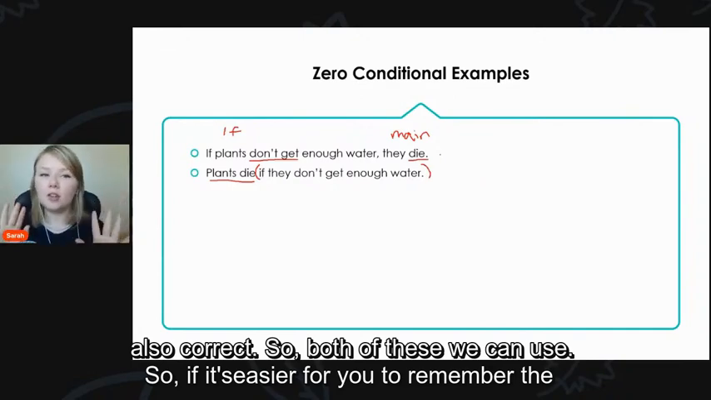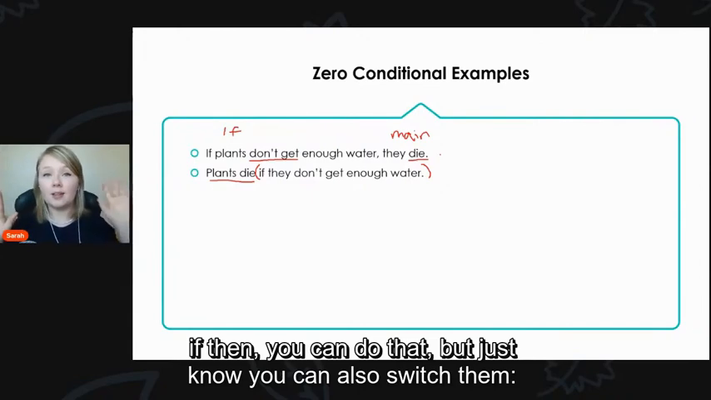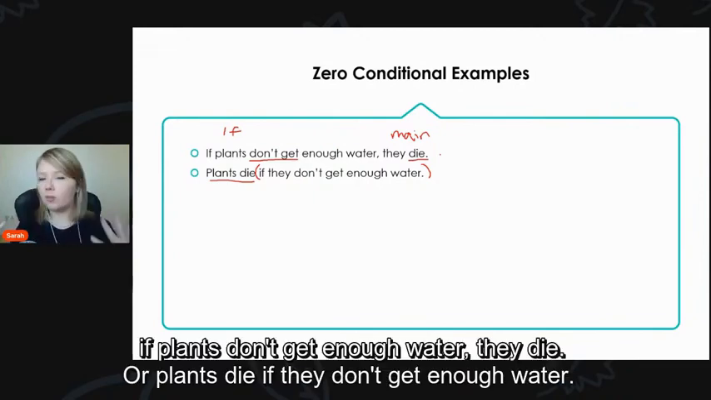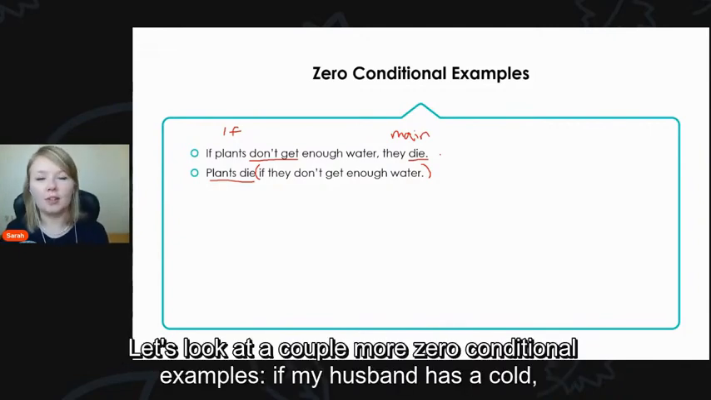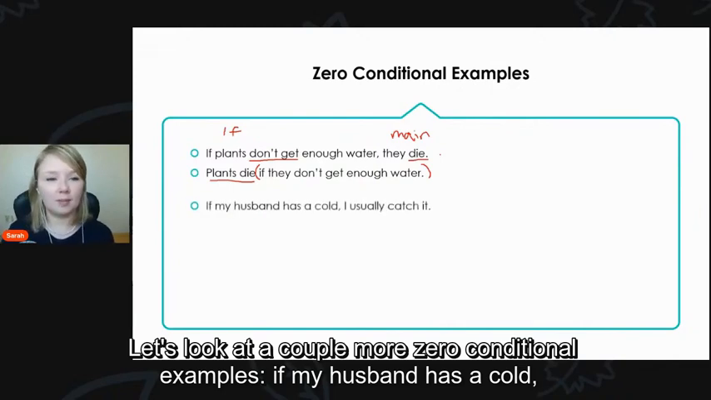So if it's easier for you to remember the if, then, you can do that. But just know you can also switch them. If plants don't get enough water, they die. Or plants die if they don't get enough water. Let's look at a couple more zero conditional examples.